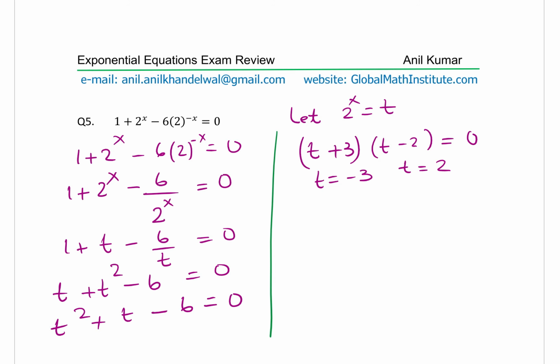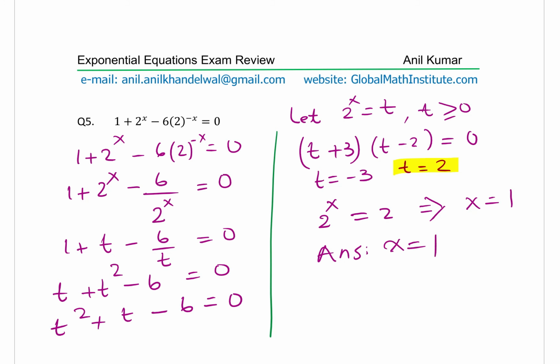The valid solution is, we're looking for a positive value of t, right? So we know t is greater than 0. So t equals 2 is the right solution. We get 2 to the power of x equals 2, which implies that x is equal to 1. And so our answer here is x equals 1. Clear? So that is how you solve these equations. I hope you're finding it simple.